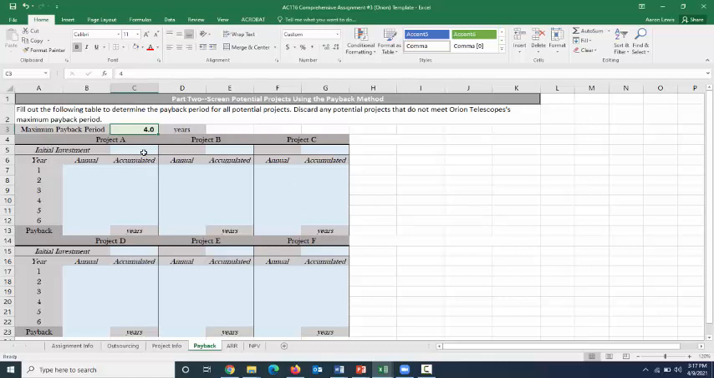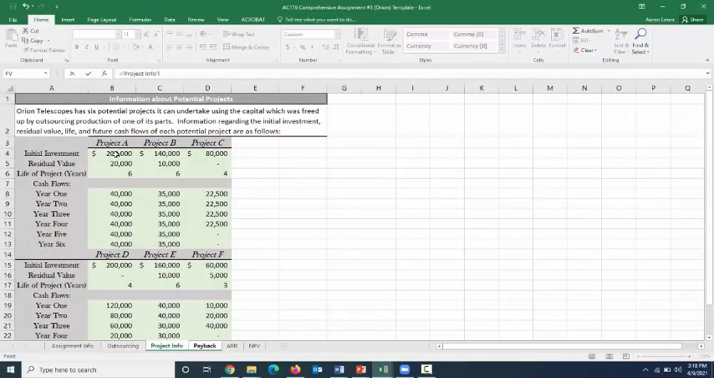Let's start with Project A. What was the initial investment of Project A? Well, if we go to our Info tab, we see that undertaking Project A is going to cost Orion Telescopes $200,000 up front.